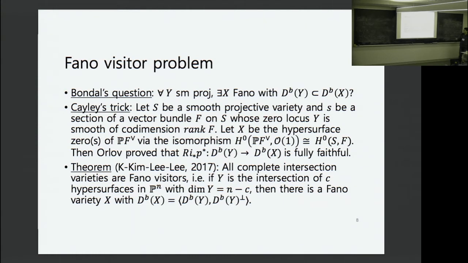If your variety Y is a complete intersection, namely an intersection of c hypersurfaces in projective space, the dimension of Y is n minus c, the expected dimension, then that's exactly this situation. The ambient space is projective space, and you have a section of a vector bundle which is a direct sum of line bundles over the projective space, and then Y is exactly the Y you start with. Then you can apply this construction to get X. If X is Fano, then you win. So Y is a Fano visitor.